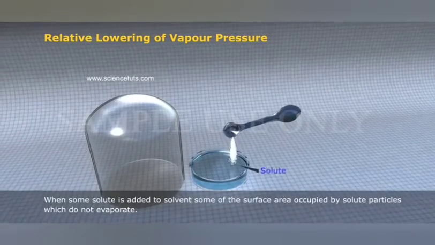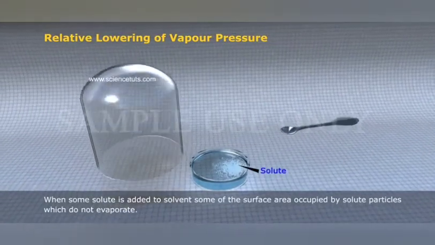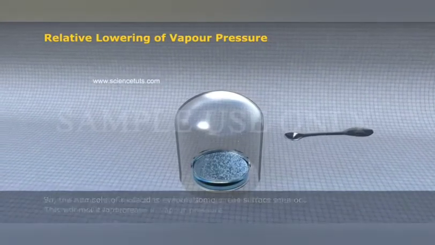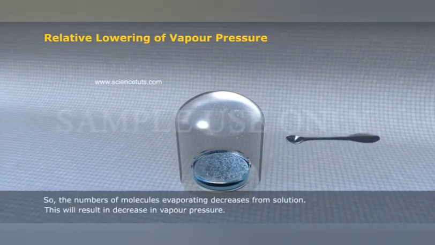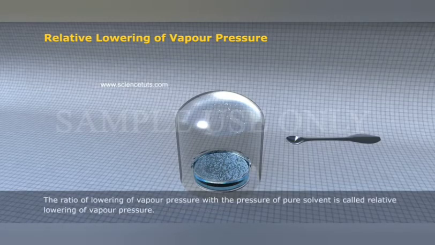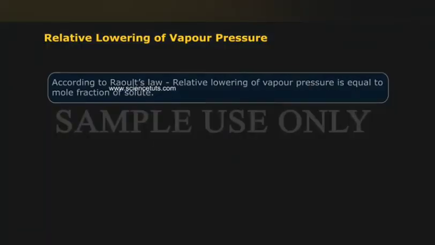When some solute is added to solvent, some of the surface area is occupied by solute particles which do not evaporate. So the number of molecules evaporating from the solution decreases. This results in a decrease in vapor pressure. The ratio of lowering of vapor pressure to the vapor pressure of pure solvent is called relative lowering of vapor pressure. According to Raoult's law, relative lowering of vapor pressure is equal to the mole fraction of solute.